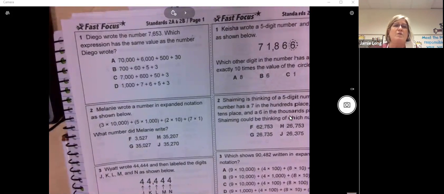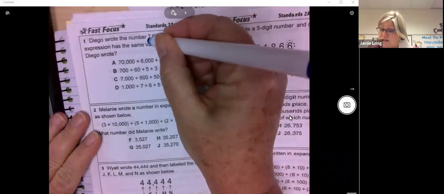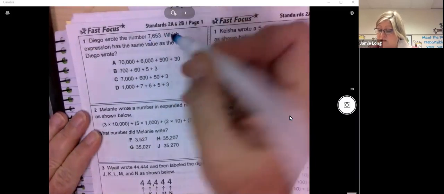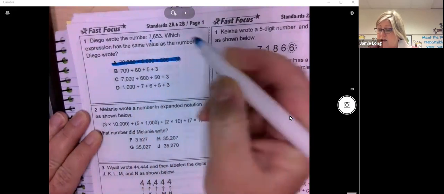So Diego wrote the number 7,653. Which expression has the same value as the number Diego wrote? The way I want the kids to solve this problem is this. I want them to say, here's a 7 in the thousands place. So it can't be A because that's 70,000.